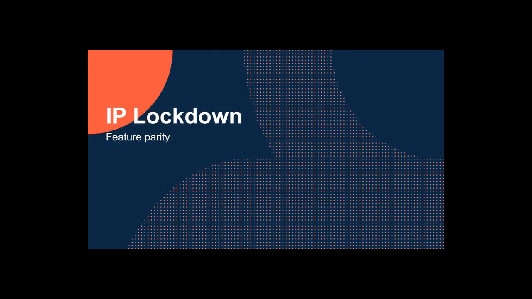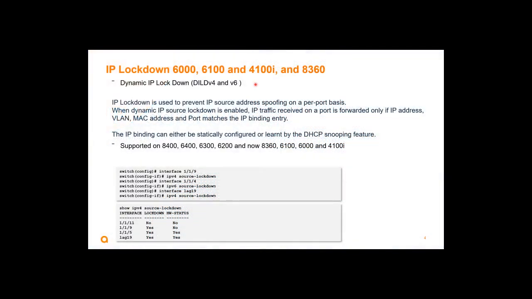IP lockdown feature parity. In this enhancement, we bring dynamic IP lockdown, both V4 and V6, to the 6000, 6100, 4100i, and the 8360. Just a reminder that IP lockdown is used to prevent IP source address spoofing. When dynamic IP lockdown is enabled, IP traffic received on a port is only forwarded when we have port matches based on the IP binding table.